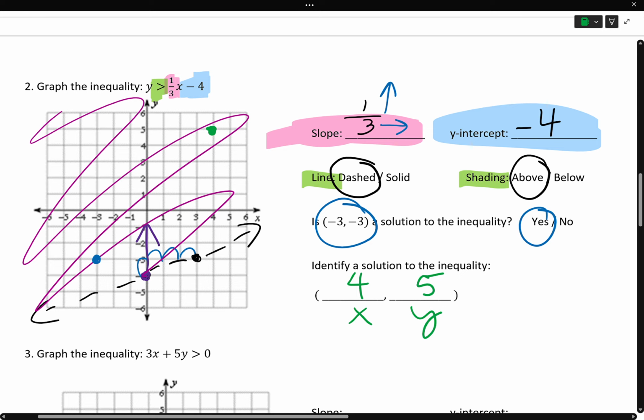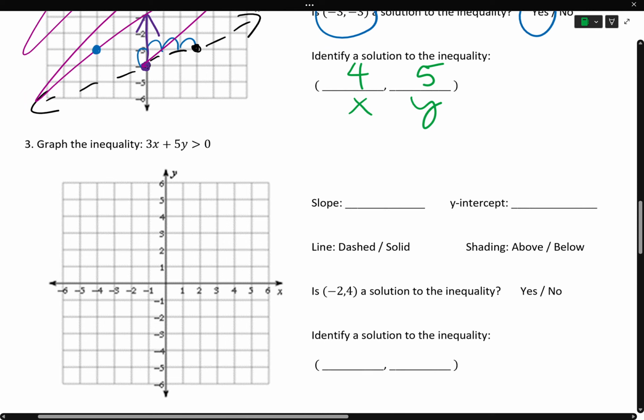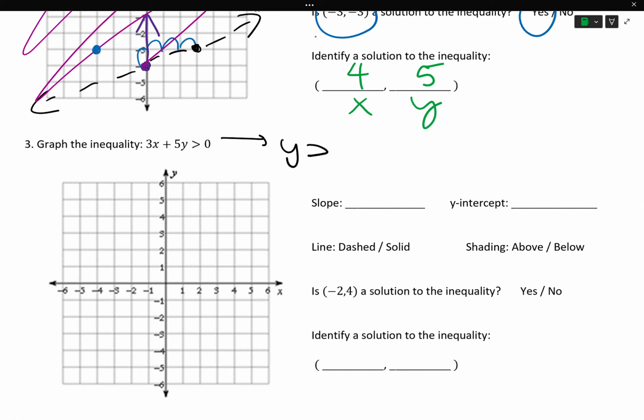Success. Let's try number 3. For number 3, I'm going to go ahead and rewrite this one as y is greater than -3/5x plus 0. I meant to have it like that for you. My first period had to suffer through it, and I showed them how I did it, but I decided I didn't feel like it.